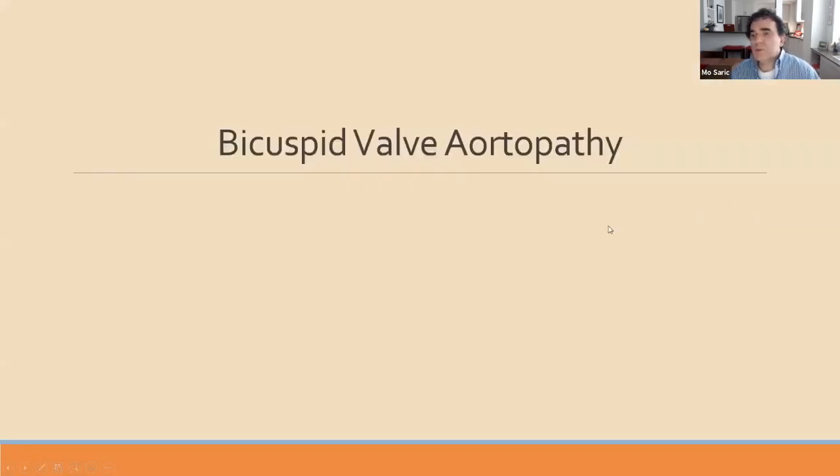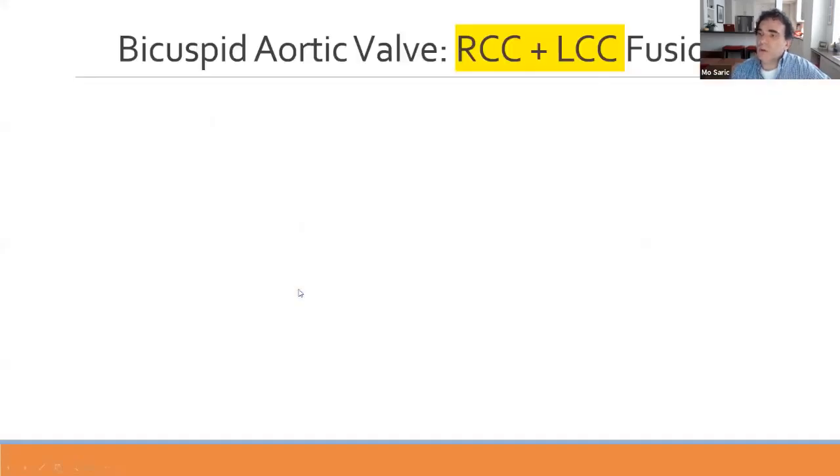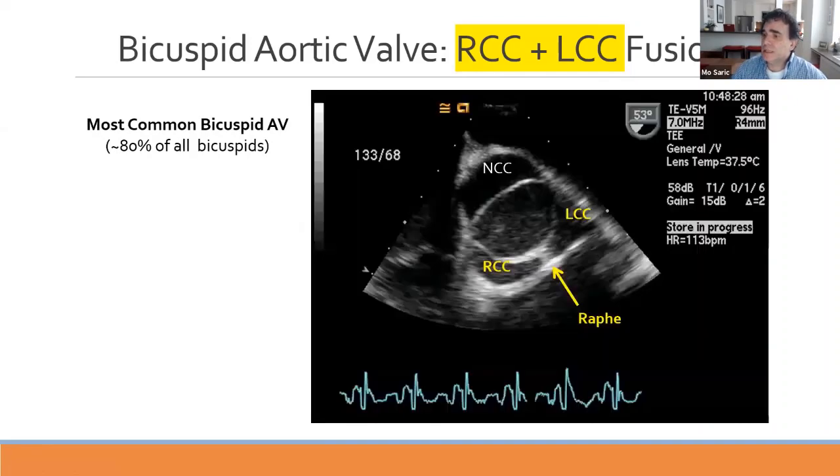Now let's switch gears to bicuspid aortic valve related aortopathy. As you know, bicuspid valve can come in different fusion patterns between aortic cusps. Right and left coronary cusp fusion is the most common. It involves about 80% of all bicuspid aortic valves, and this is an example of such a pattern where there is a raphe between the right and left coronary cusp.